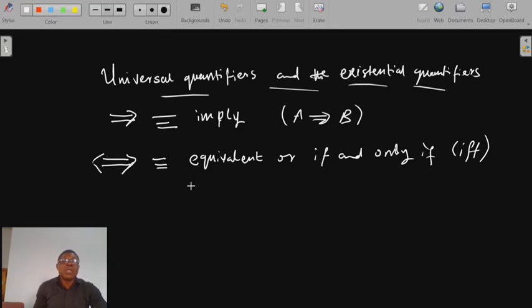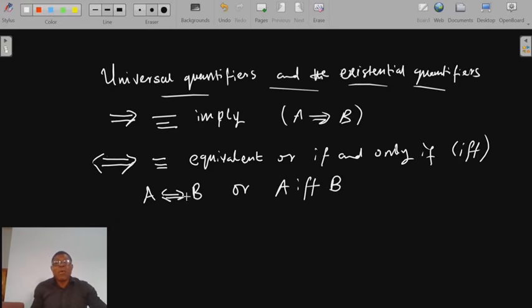So how is this used? We can say that a statement A is equivalent to a statement B, or A if and only if B. So these two statements are the same. But what this means is that A implies B and B in turn implies A. So it's a double implication. The statements A and B imply each other.